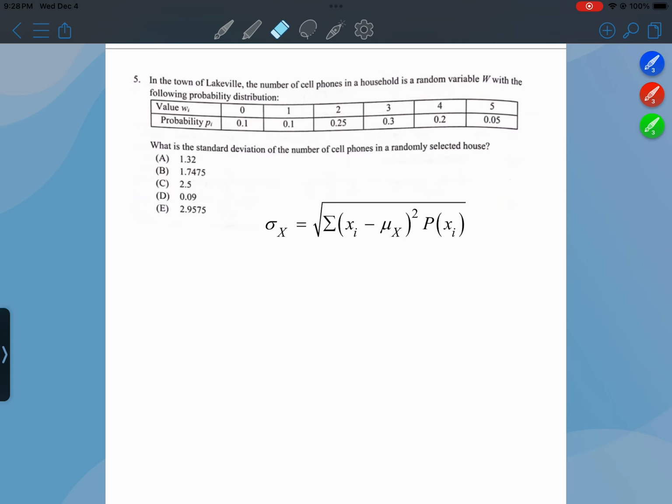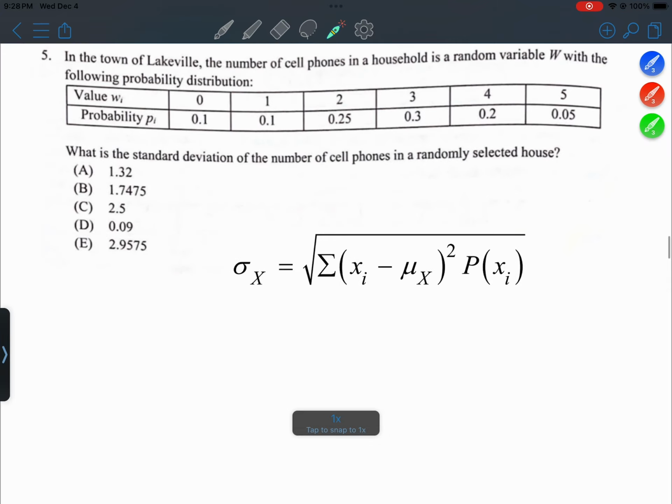All right, so let's break this formula down. This formula is saying take each x value, like we'd start with 0, subtract the mean, which we don't know, we'd have to calculate that. Okay. Square the difference. Multiply that result by the probability. So for the first value, we'd multiply by 0.10. Okay. Add everything up, and then take a square root.